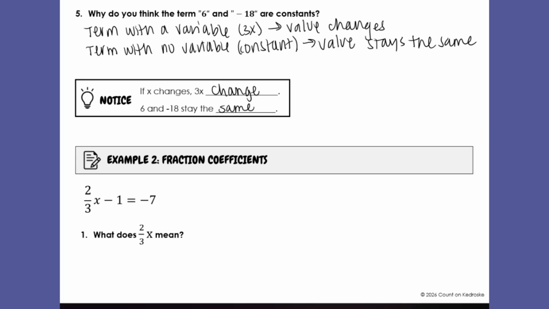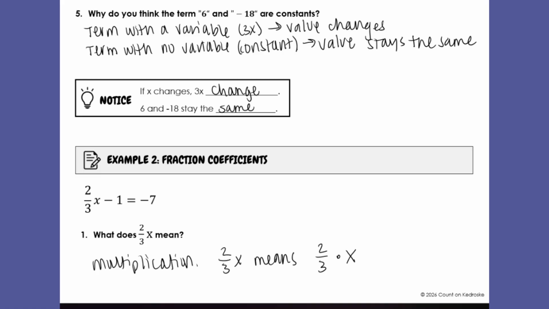So our second example on this page is about getting into fraction coefficients. So in this equation, we have 2/3 x minus 1 equals -7. So what does 2/3 x mean? Again, just because it's a fraction, it means the same thing. It still means multiplication. 2/3 x means 2/3 times whatever x is.